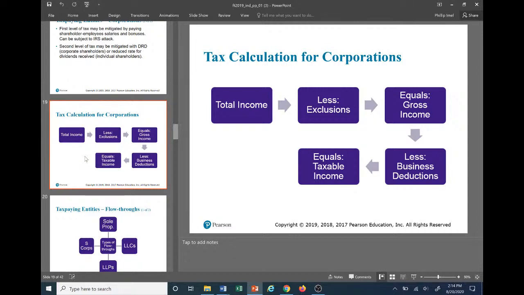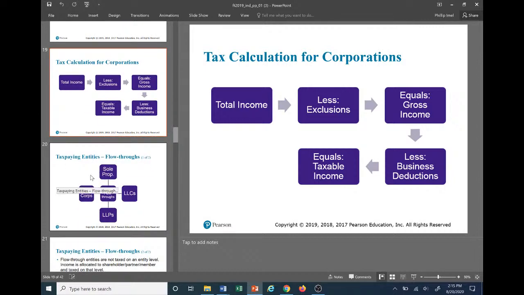Okay. Let's talk a little bit about the tax calculation for corporations. So once again, we have total income, right? And obviously we have our exclusions that we can back out from there. And that's going to equal the business's gross income. From there, we have our business deductions, and then that's going to leave us with our taxable income. So that's the tax calculation for corporations.